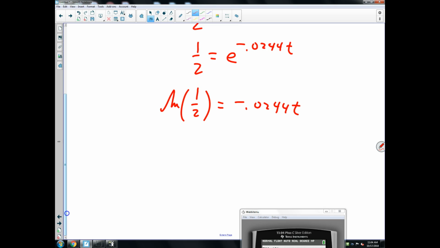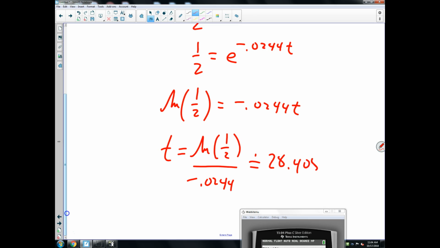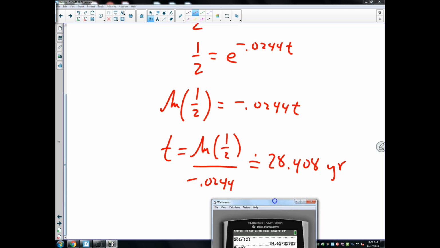And then divide by negative 0.0244 or whatever, right? So t is ln of a half over negative 0.0244. That's probably an approximation anyway. So what do you get? If you punch that into your calculator, I think you get 28.408 years. All right, let's double check that.